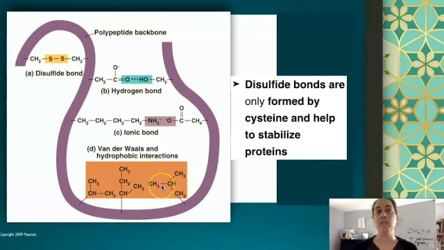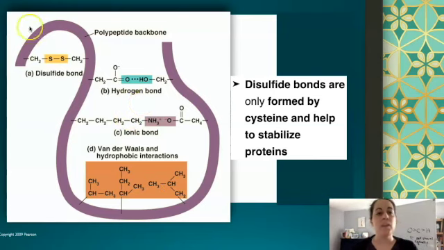And that is just the bunching together of any nonpolar amino acid side chains. So nonpolar molecules tend to clump together in an aqueous environment. The cell is an aqueous environment.